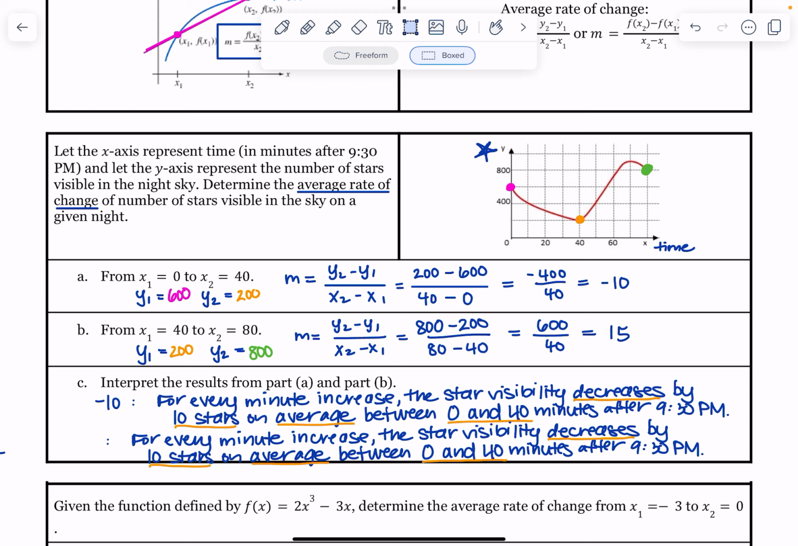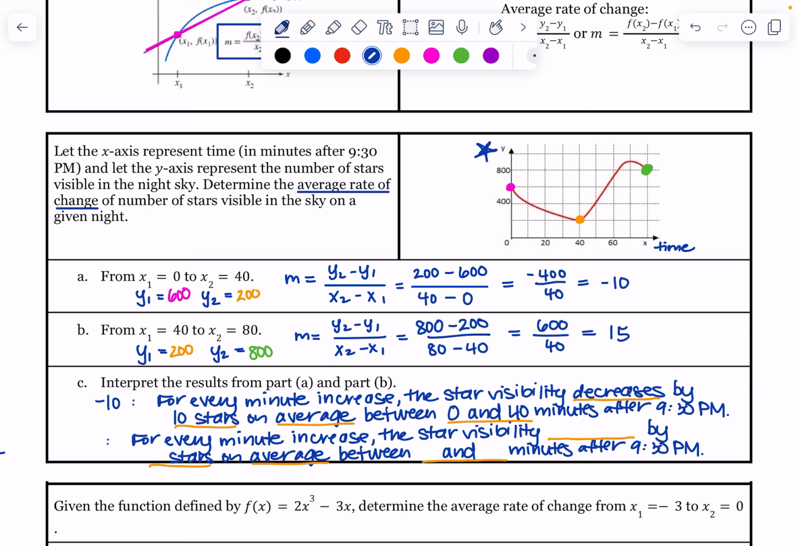Okay, so for every minute increase, the star visibility decreases. So we need to change that because for our second number, we have 15 by, and then 10 is not the right number anymore either. On average between 0 and 40 minutes. And then we're not looking between 0 and 40 either. So I'm going to erase the 0 and I'm going to erase the 40.